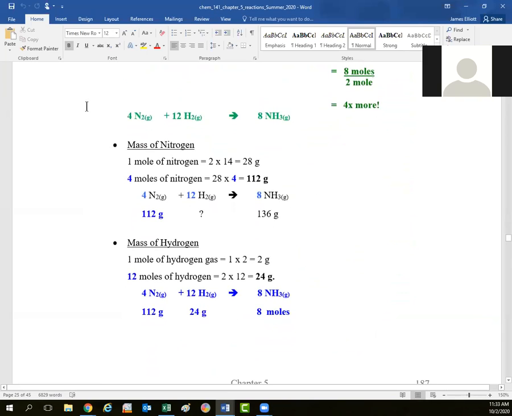So the nitrogen gas, 14 grams for nitrogen. Nitrogen molecules, N2, that will be 28 grams. 4 moles, our target, 4 times the 28, that comes to 112 for the total.